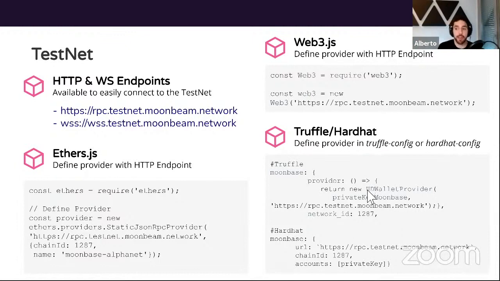In the case of Truffle, you can use the HD wallet provider, for example, where you pass in the private key, the endpoint, and the network ID. And it's very similar in the case of Hardhat, as you can see here on the screen. So yeah, I would say this is the fastest way to get started. As you can see, it's just minor changes that you can make to your code, so it's quite a straightforward way to get started on Moonbeam.